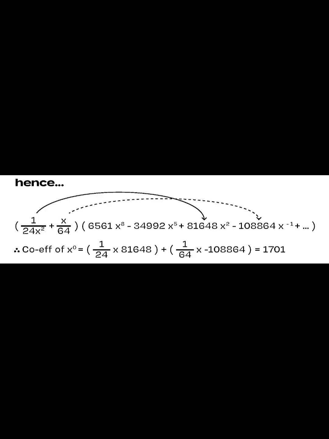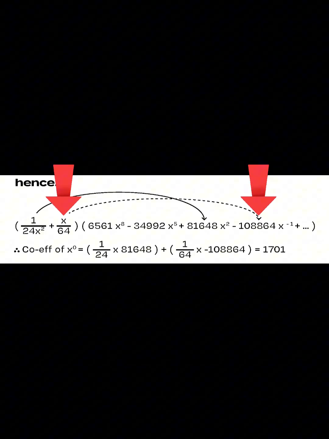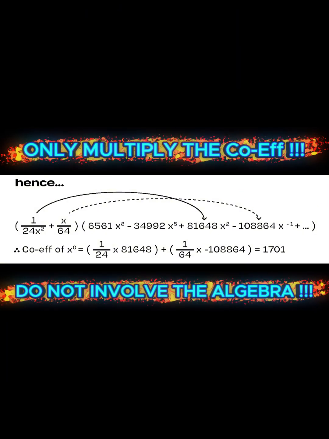So if you look at the notes, we are going to take the 1 over 24x squared multiplied by the 81648x squared. Why? Because these two x squared terms will cancel out. You have x squared in the denominator position, and you have the x squared in the numerator position, so they cancel out to give you just a constant. The next multiplication we're going to use is the x over 64. We're going to multiply it by the negative 108864, x to the power minus 1. Why? Because the x and the x to the power minus 1, when multiplied to each other, will cancel each other out to get you just the constant. So take note, we are only going to take the coefficients and multiply them to each other.